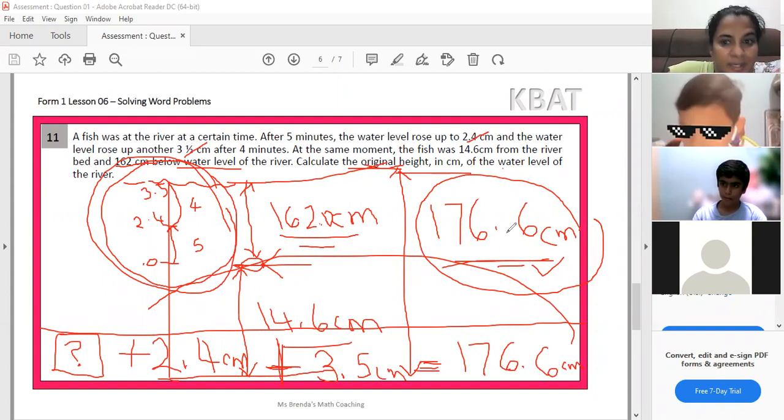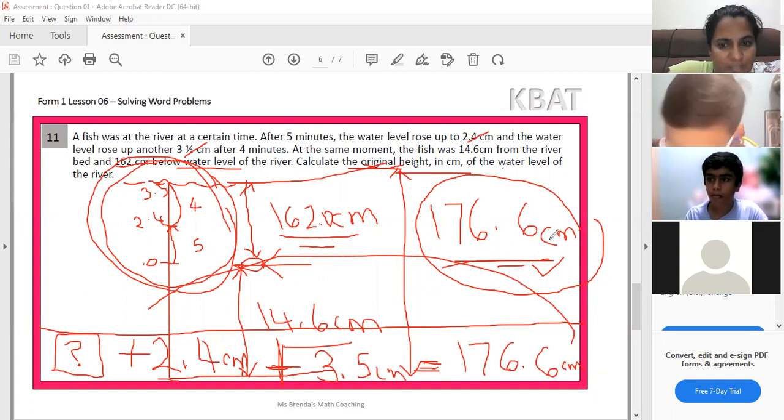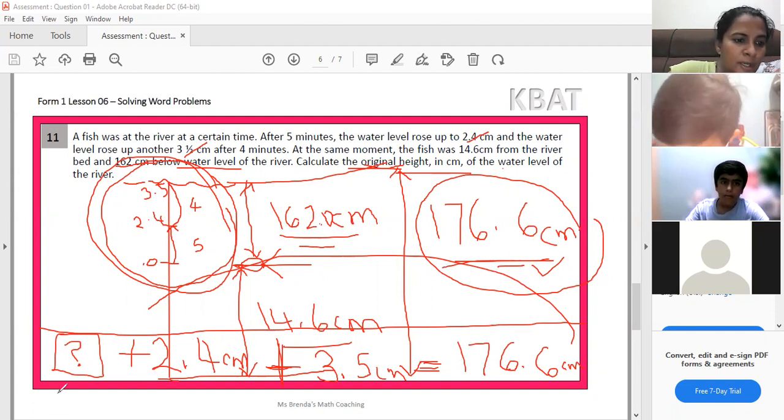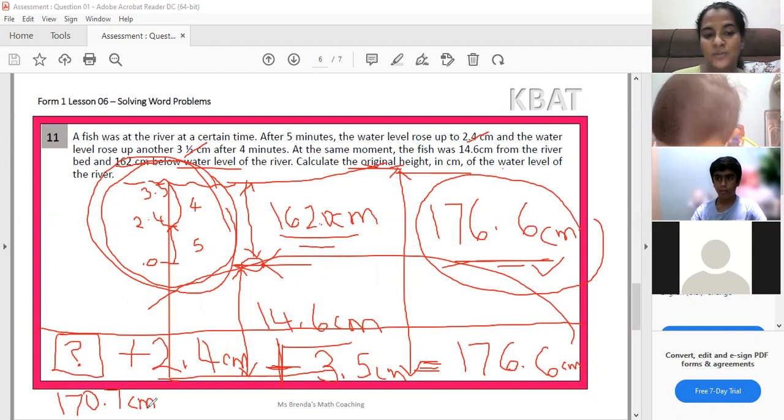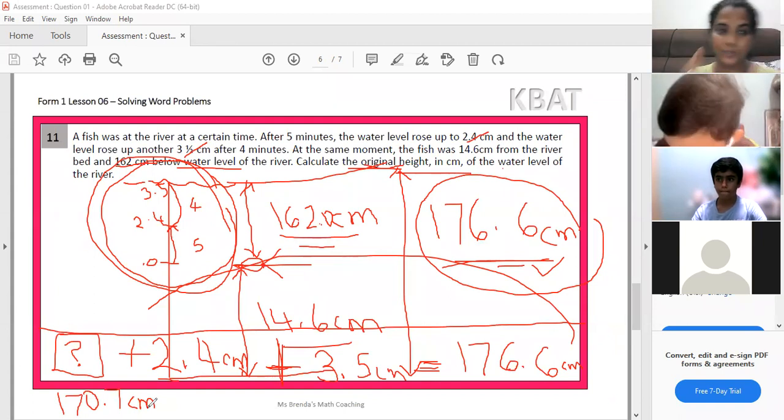That's right. 162 plus 14.6 gives you 176.6, minus 3.5 minus 2.4, and you will reach 170.7 centimeters. That was the original height of the water before the change happened. Do you understand, guys, what's happening?